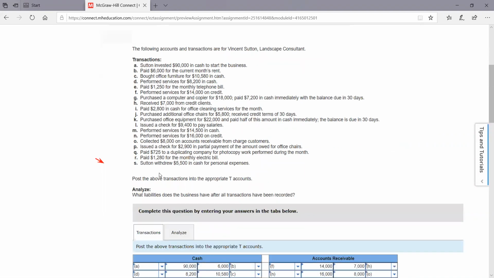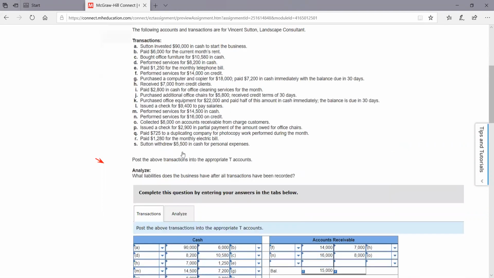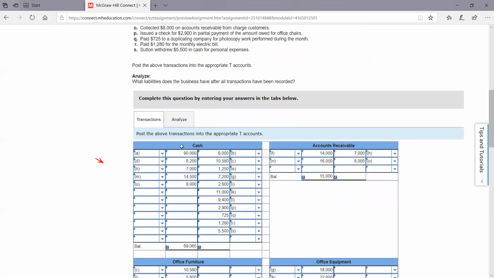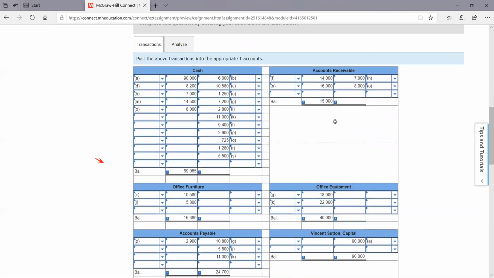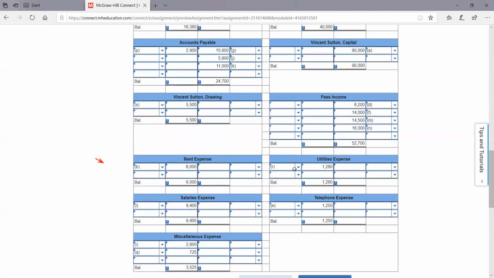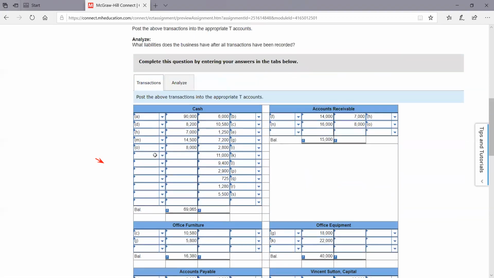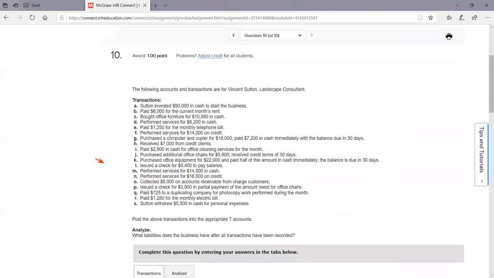Notice letters A through S, more practice on debits and credits. And so again, let me page down. So on this one, what they did was they set up one cash account for all your cash transactions rather than having individual cash T accounts. You just have one T account for all the cash transactions, and same thing with AR and office furniture and so forth. So you can see again how they label each transaction.